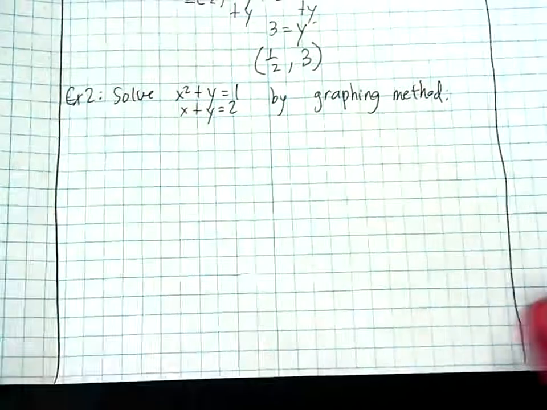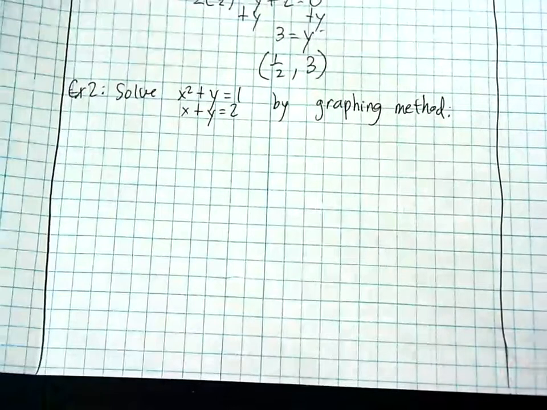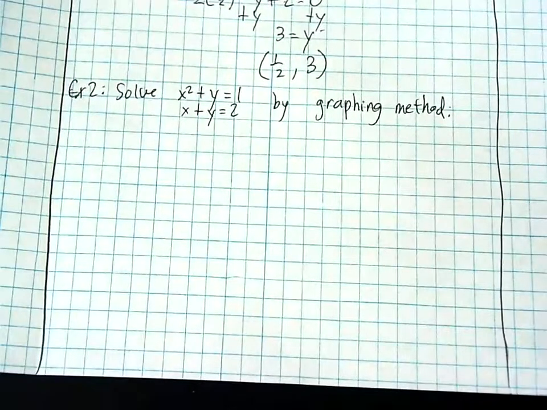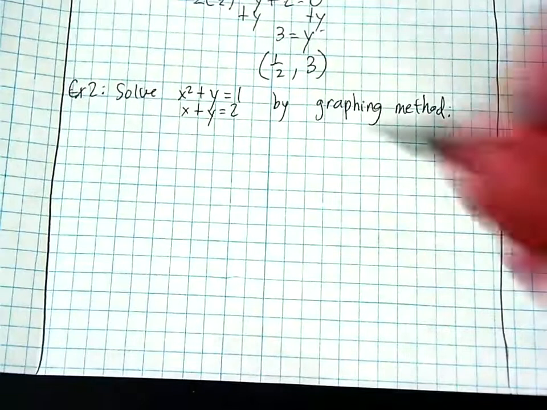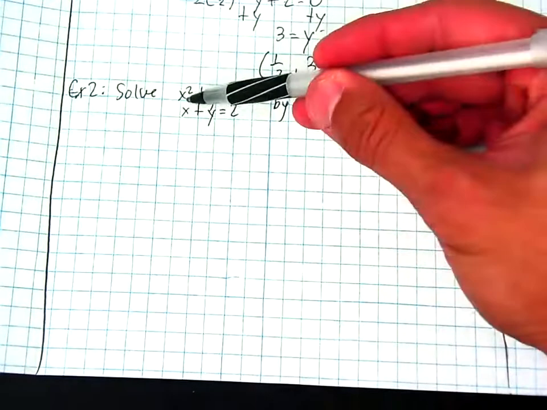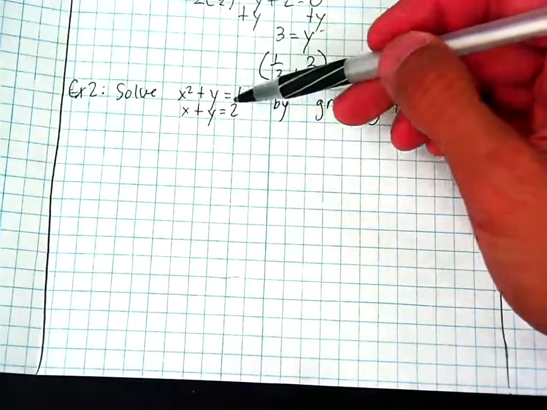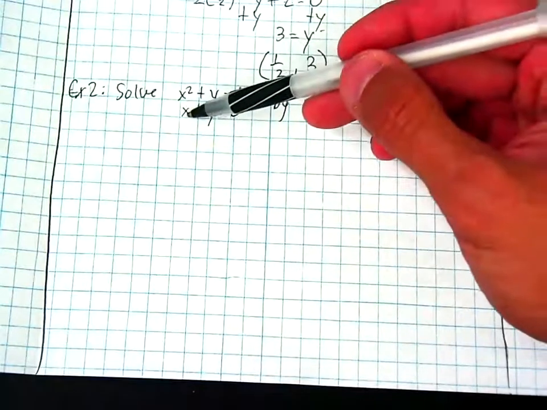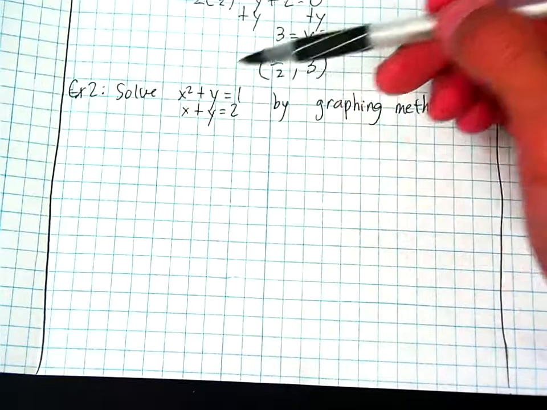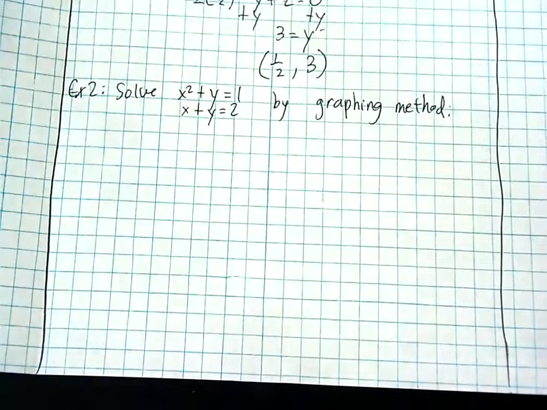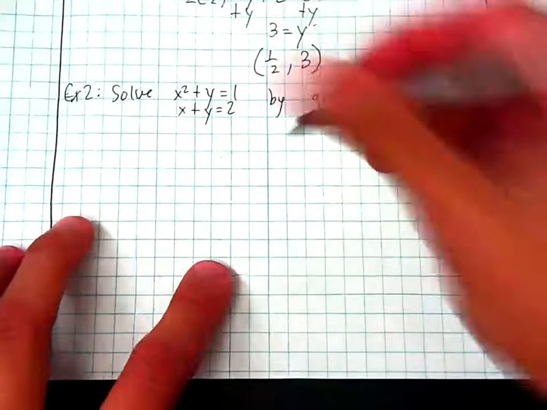Okay, so the first thing you should recognize is these are all equations we've seen before. So you should know roughly what it looks like. Well, I know the top has an x squared and it has a y, so I know this is going to be a parabola. And then this one is just a linear equation because I have x and y, and it's going to be a line. So the point is I want to figure out where the line crosses the parabola. Okay, so let's go ahead and graph.